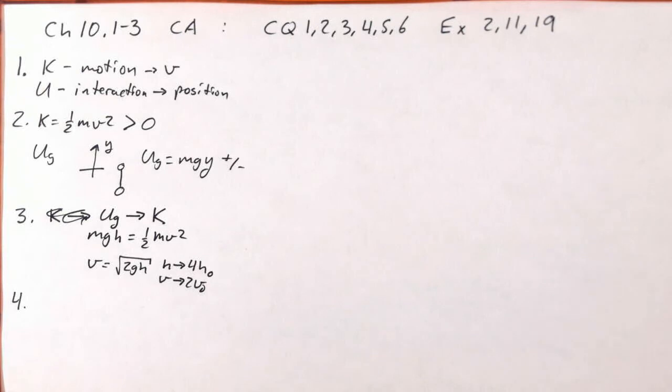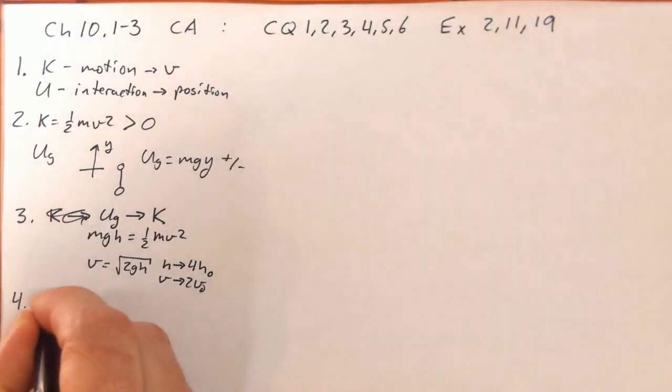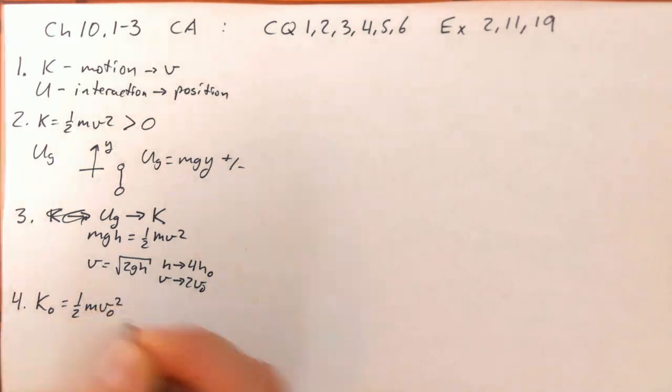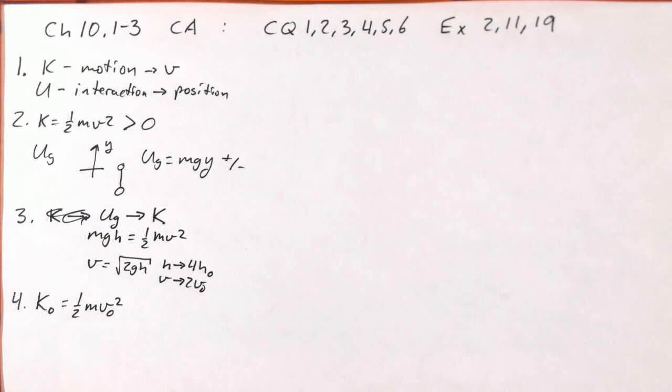and in case A, we throw it straight up with the speed v0. In case B, we throw it straight down with the speed v0. And in case C, we throw it horizontally with the speed v0. So in all those cases, the initial kinetic energy is the same, because our K initial is 1/2 m v initial squared, and in all those cases it has the same kinetic energy because it has the same speed.